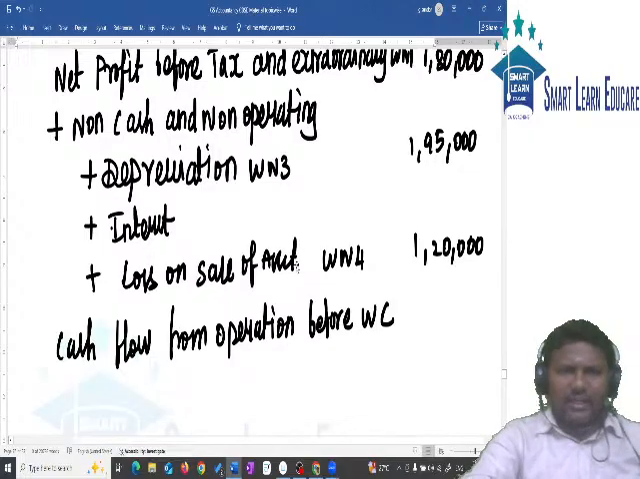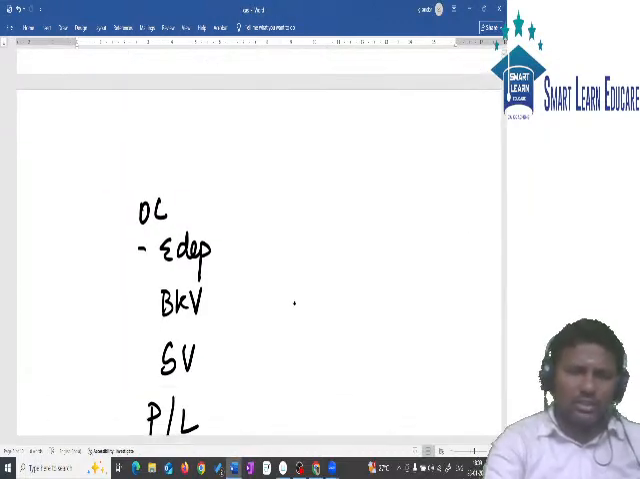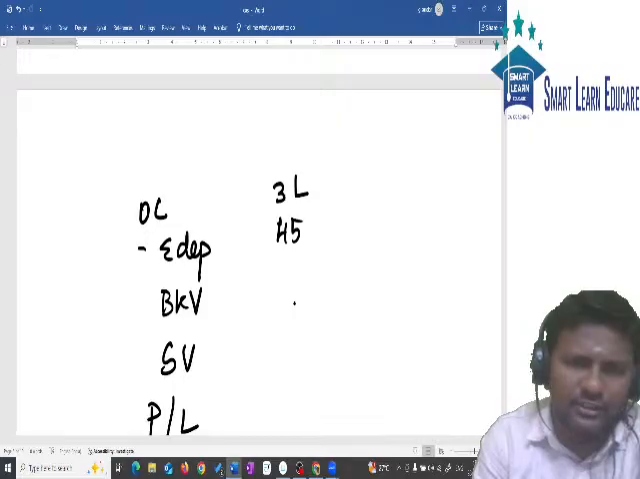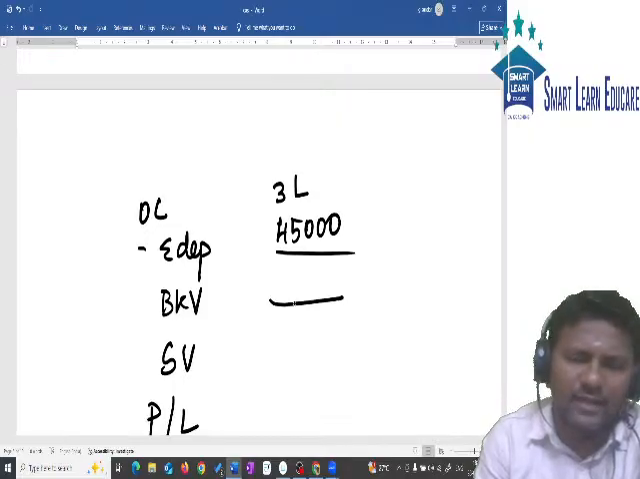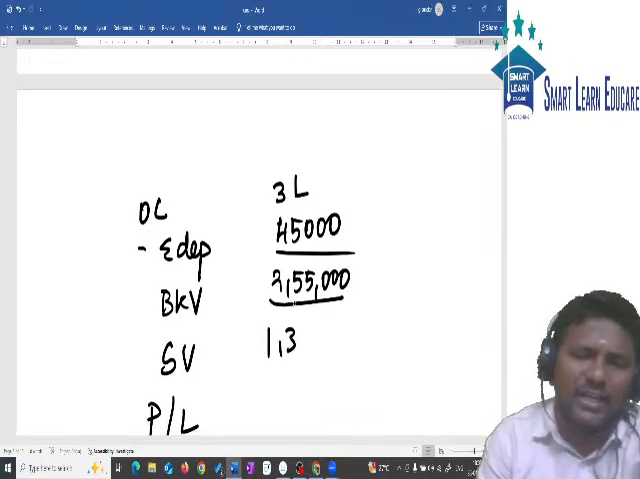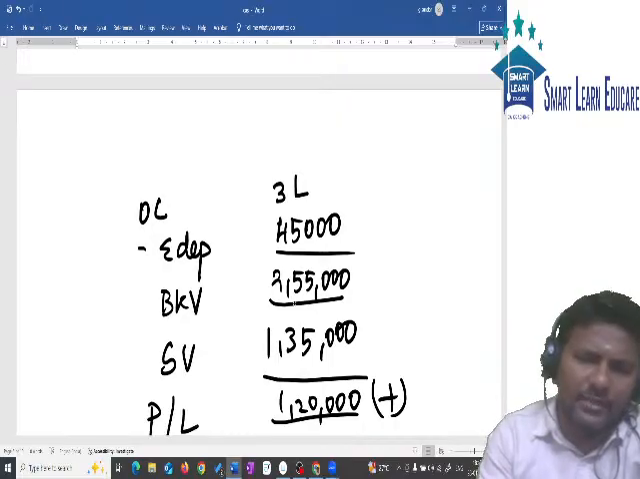I will repeat all the calculation again. In the sum, what is the original cost of the asset? 3 lakh. Total depreciation is 45,000. 3 lakh minus 45,000, book value of the asset is 2 lakh 55,000. The asset is sold for 1 lakh 35,000. Book value is more, so we have a loss of 1 lakh 20,000. Loss will be added back in operating activity. Sale value will come in investing activity.